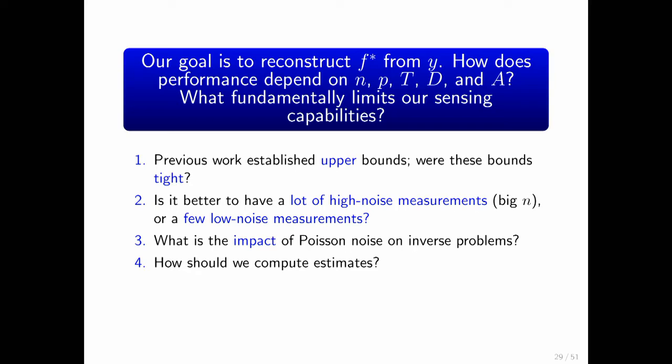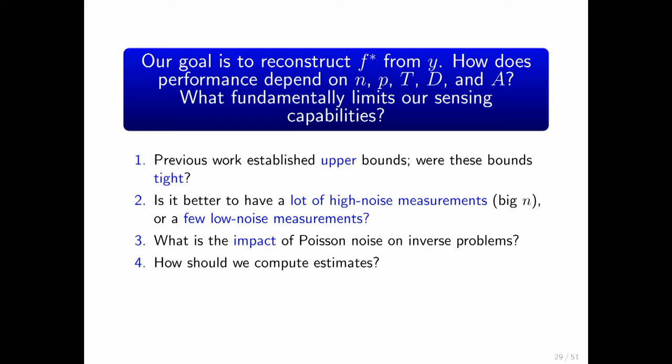Okay, so the question is, how well can we reconstruct F star from Y? And in particular, how do things depend on N, our number of projections, P, the number of pixels, T, how much time we spend, D, our sparsifying dictionary, and A, our sensing matrix?